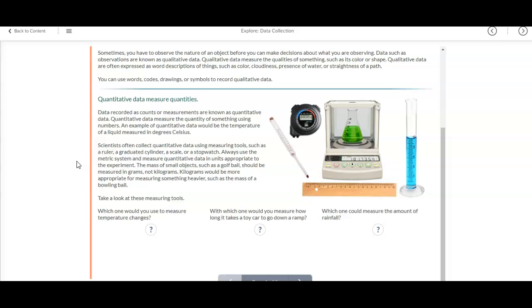Take a look at these measuring tools. So which one would you use to measure temperature changes? Pretty easy. That would be a thermometer. With which one would you measure how long it takes a toy car to go down a ramp? So looking above, a stopwatch is a good fit. And finally, which one could measure the amount of rainfall? If you look above, pretty easy, the graduated cylinder.